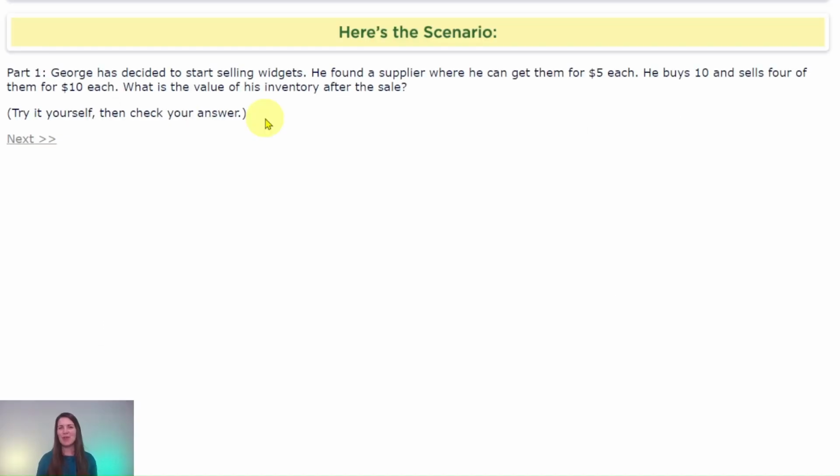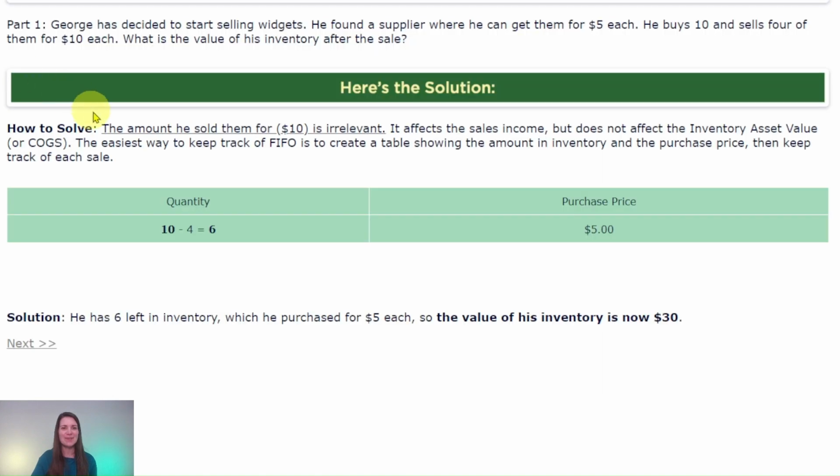All right, so now that we have worked on that calculation, let's go ahead and see if what we did is in fact correct. So here is the solution. The amount he sold them for, that $10 for each, is irrelevant. It affects the sales income, but does not affect the inventory asset value or COGS. The easiest way to keep track of FIFO or first in, first out is to create a table showing the amount in inventory, which is here, the purchase price, and then keep track of each sale. So here you can see this calculation.